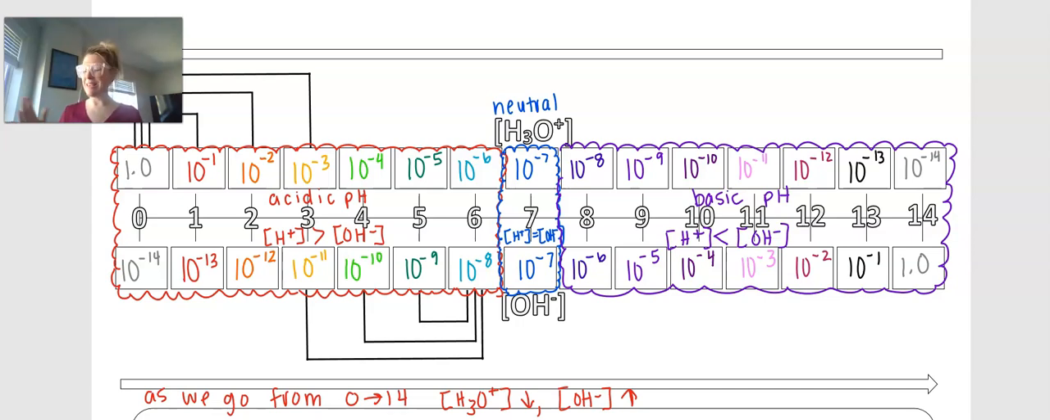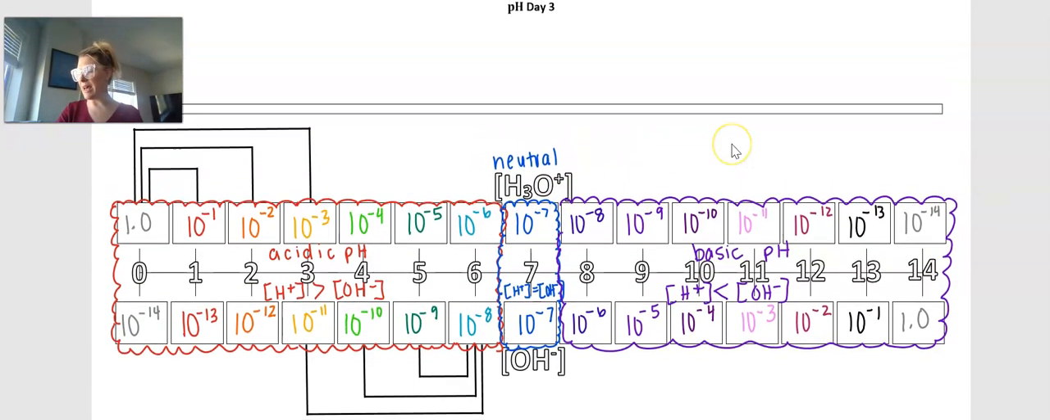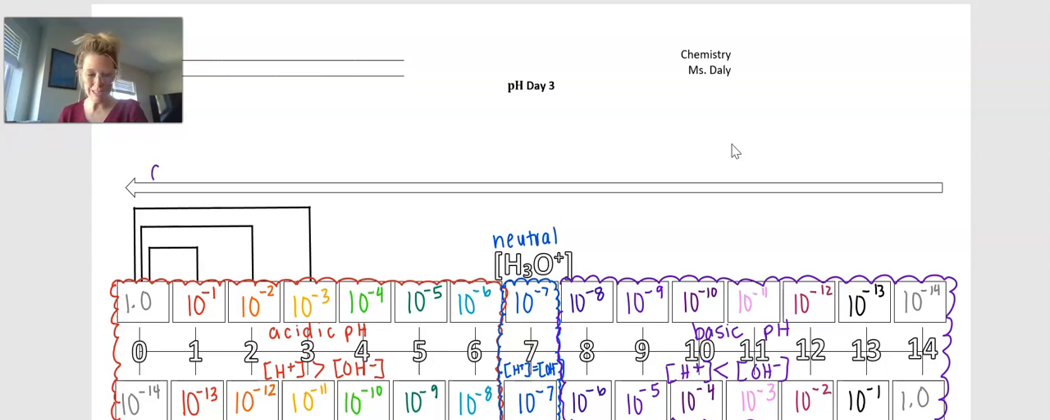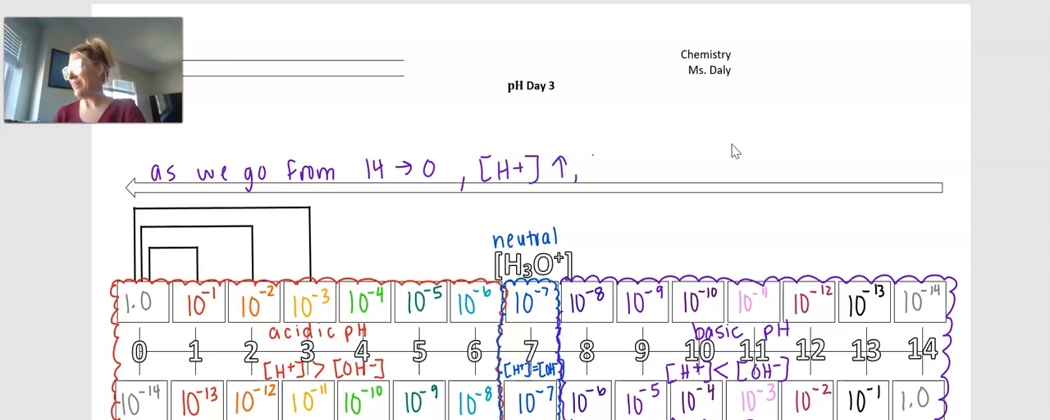So as we are going from our pH of 14 down to 0, we can think of it as the opposite. As we go from 14 to 0, the concentration of H plus or H3O plus is increasing and our concentration of OH minus is decreasing. And I'm putting these on this sheet because it can start to get very muddled, all of this increase in pH versus decrease in concentration, et cetera. So there's a lot of increasing and decreasing going on.